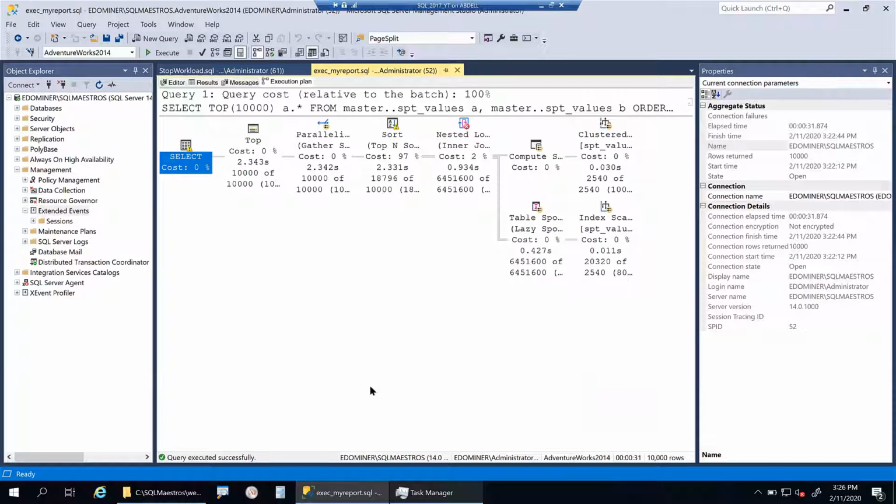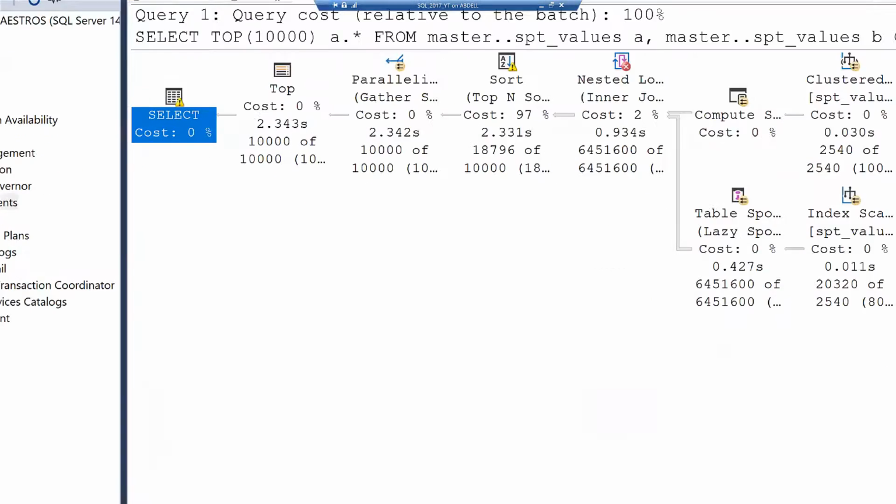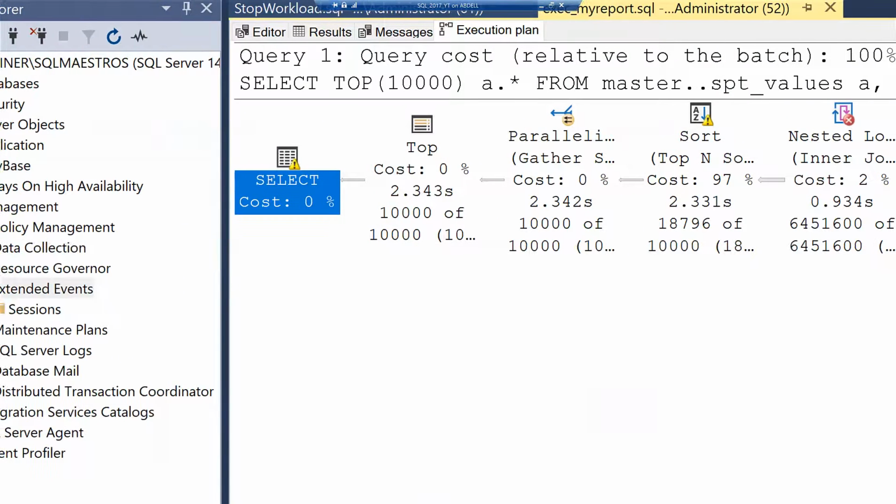The second thing that catches my attention is that there is a warning symbol on the select operator also. I'm not sure in your window, depending on the screen size, whether you can really see that or not. But let me just zoom it and zoom a little more.